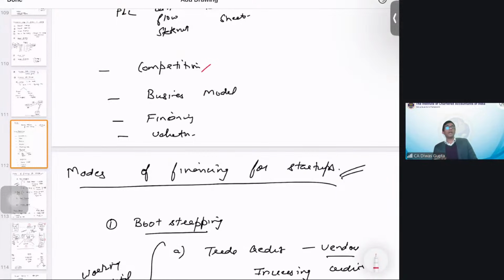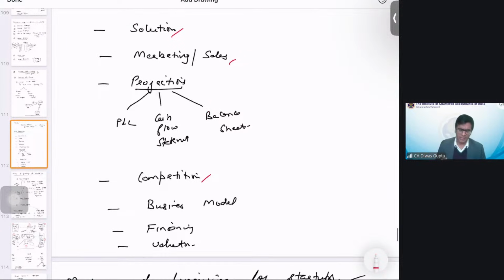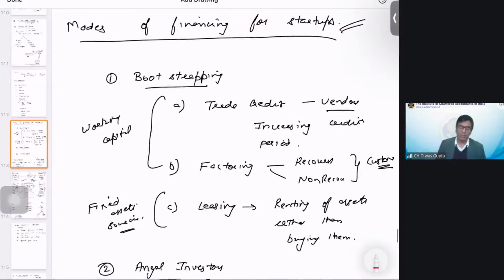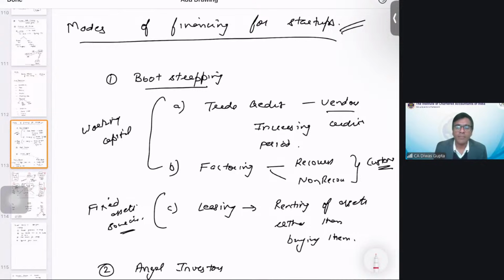What is your business model going to be? And then the overall financing and the valuation. Okay, so these are some of the basic things that come to your mind when we talk about the pitch presentation. Now there is another topic called modes of financing for startups, right?